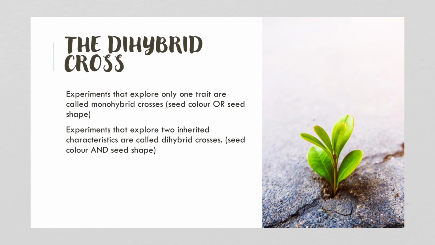Experiments that explored only one type of trait are called monohybrid crosses. So you're looking at seed color or seed shape if you're thinking of peas. Those are the examples that Gregor Mendel was exploring. Experiments that explore two inherited traits at the same time are called dihybrid crosses. So maybe we're looking at the seed color and the seed shape.